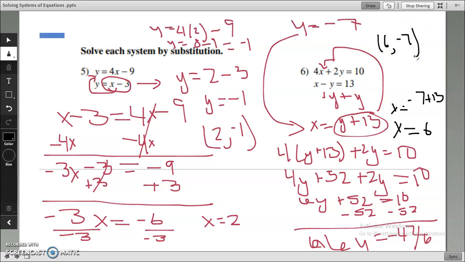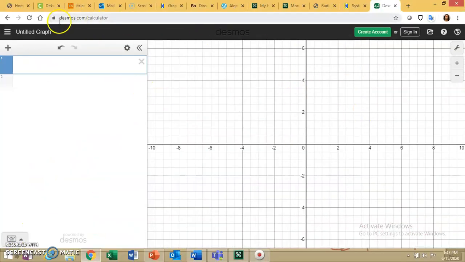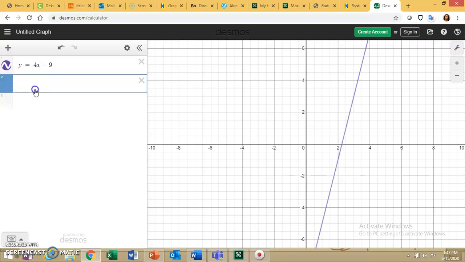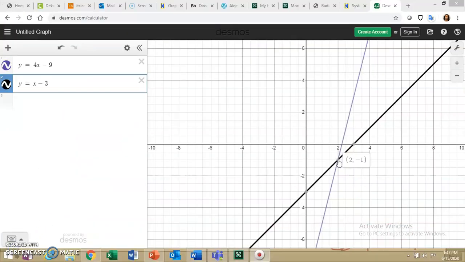So now I can go back and check my answers, because I have a tool that can help me do that. I have my free graphing calculator that I'm using at Desmos.com. All you have to do is go to Desmos.com and you can use this graphing calculator too. I'm going to put in my equations: y equals 4x minus 9, there's my first line, and y equals x minus 3, there's my second. The intersection point was at 2, negative 1. Was that our solution? It was at 2, negative 1. So I just verified my solution here.